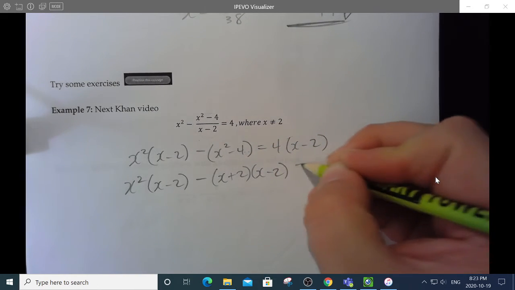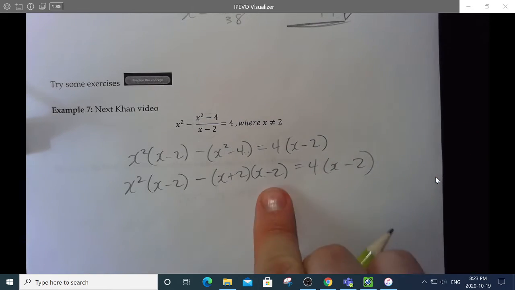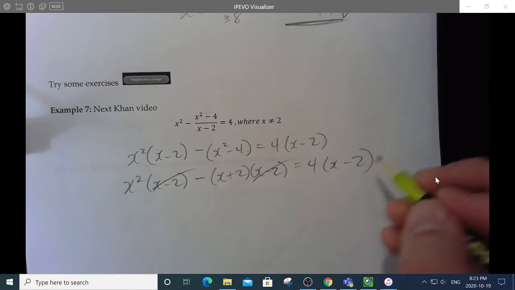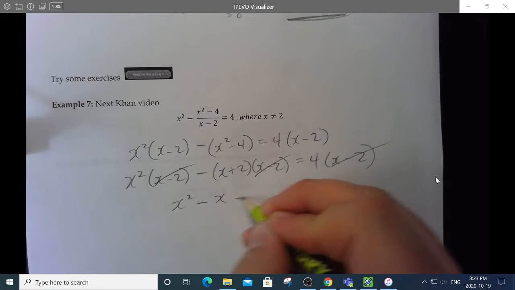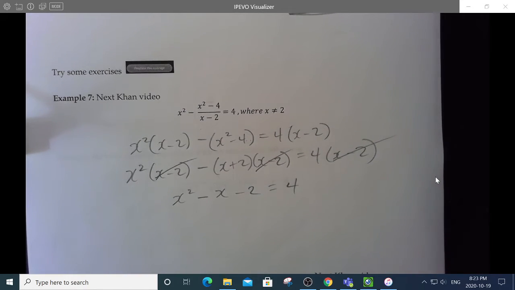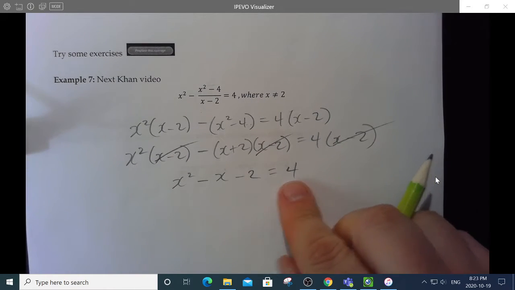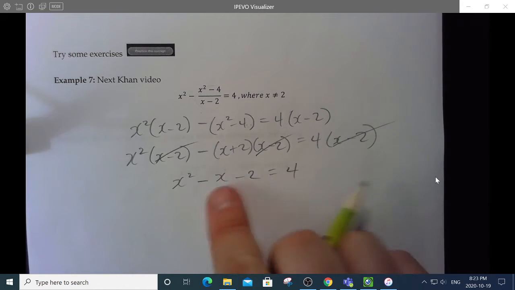Hey, I think I just saved myself having to work with an x cubed, because now I can divide each part of the equation by x minus 2. Bye-bye, bye-bye, bye-bye. So this is x squared minus x minus 2 equals 4. That's nice. Now, this is where you might not know what to do. This is where you might be a little on the stuck side. This is actually something we learned how to do in grade 11. How do you solve an equation that has an x squared in it when it has other things like x's?